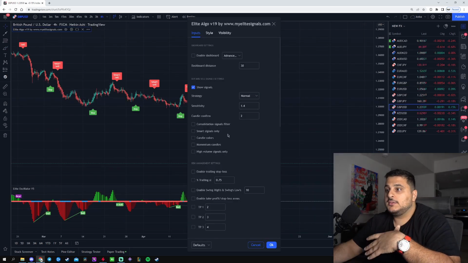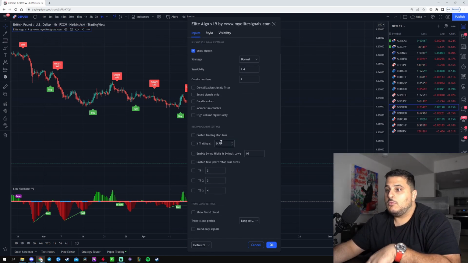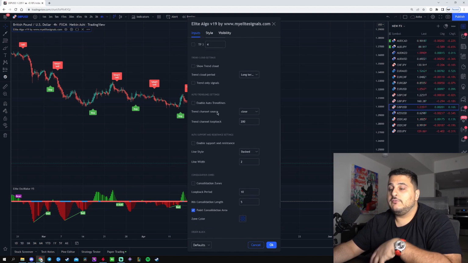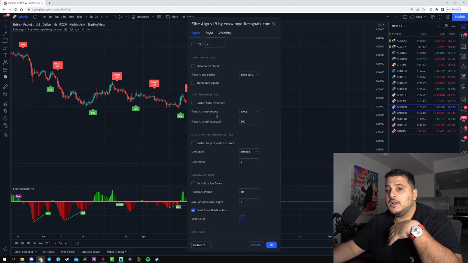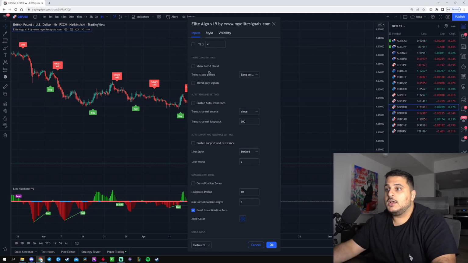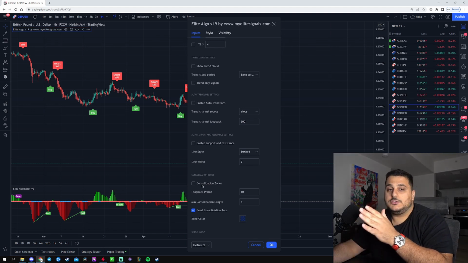We've talked about the dashboard. We've talked about the buy and sell signals and all the filters for it. We've talked about the risk management settings. Now let's talk about the other features available in EliteAlgo, the ones that really help you as visual aids when you're trading, right? Which is the trend cloud, trend lines, support resistance, and the consolidation zones. Let me show you guys exactly what every single one of these features do.